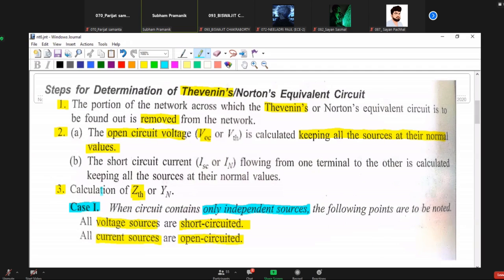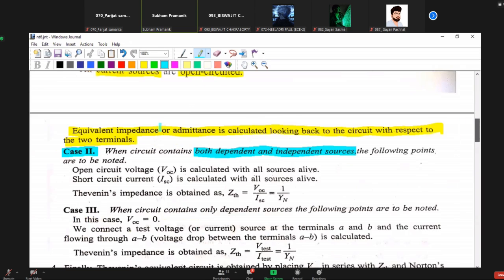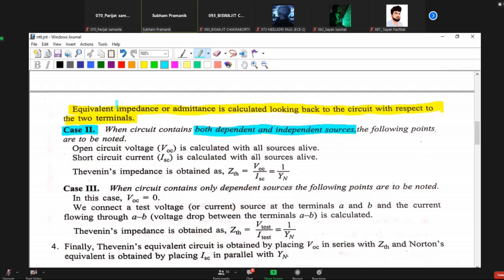Now this procedure is different from case one. The procedure changes when you are determining the Thevenin equivalent impedance ZTH. So let's study this. In this case, we find the open circuit voltage VOC. Then we find the short circuit current ISC, and the Thevenin impedance is obtained as the ratio of VOC and ISC.